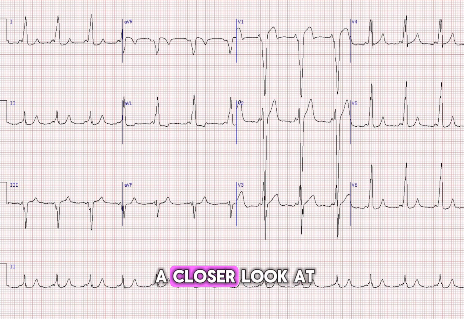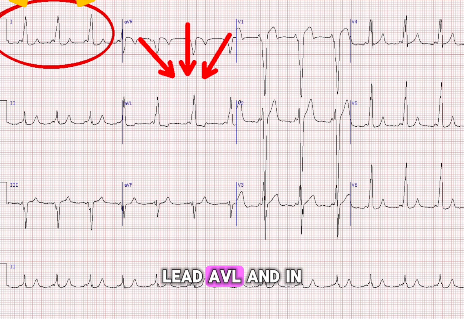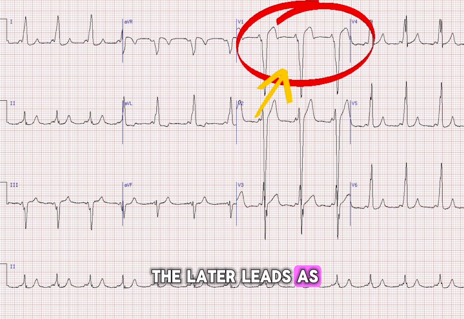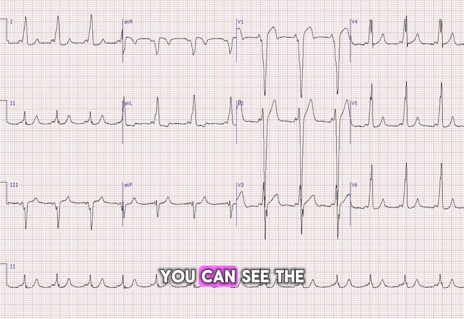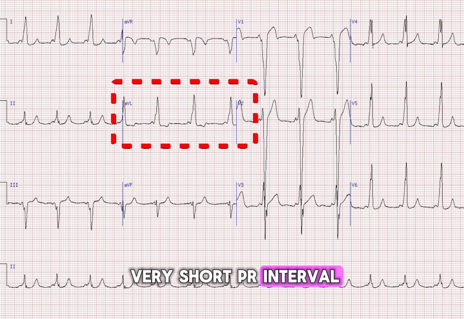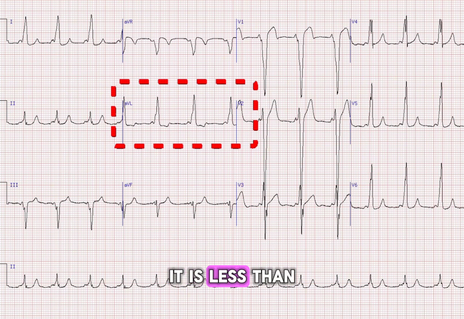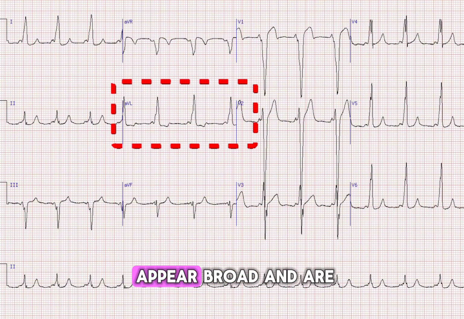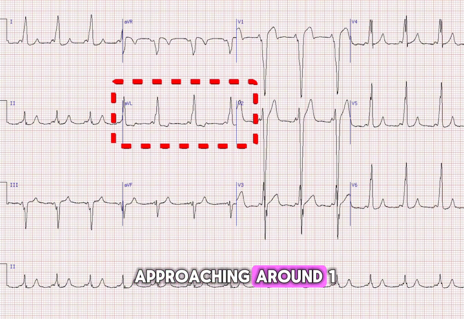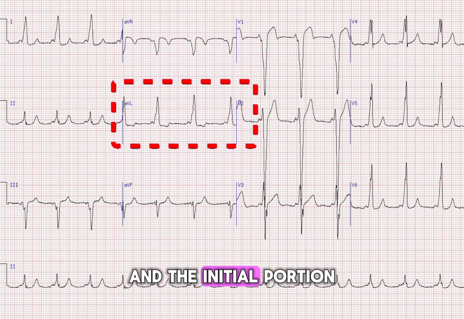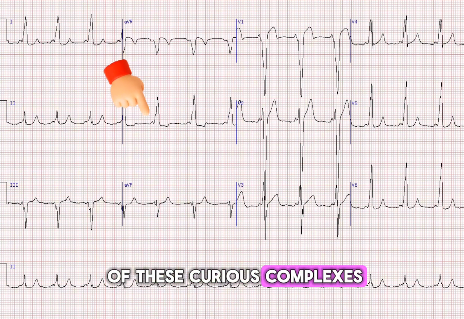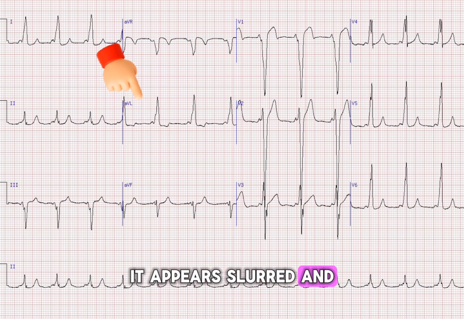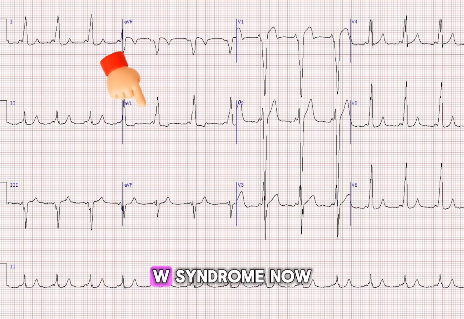So if you have a closer look at lead 1, lead aVL, and the lateral leads, as well as lead V1, you can see the classical triad of WPW syndrome. That is, you can see a very short PR interval, less than 120 milliseconds. Similarly, the QRS complexes appear broad, approaching around 110 milliseconds. And the initial portion of these QRS complexes appears slurred. And this is very typical of WPW syndrome.